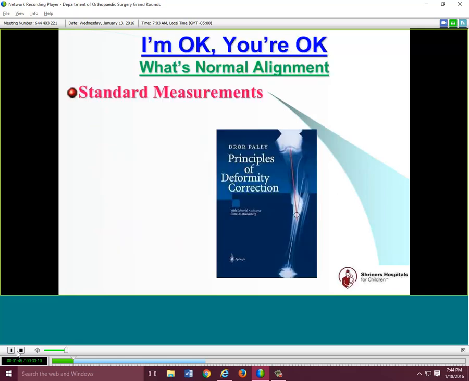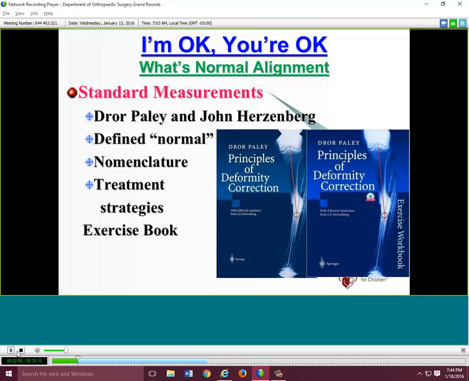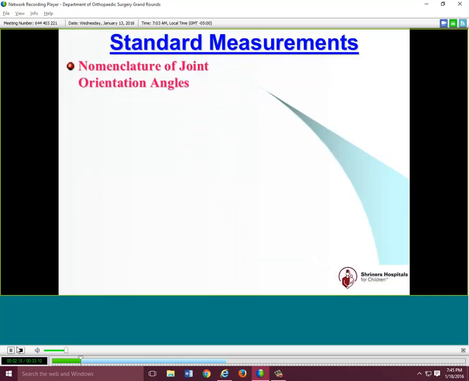Much of this is going to be based on these books here by Dror Paley and John Herzenberg, where they really came up with a good way of talking about the standard measures of how we should look at limbs, what's normal, and how we can define what's not normal. They came up with a nomenclature so we can talk to each other about it, as well as a bunch of treatment strategies. There's this textbook, and there's a workbook that I use a lot and will be using during this talk. When residents rotate with me, we always have a session where we pull out pens and paper and do some of these exercises together.